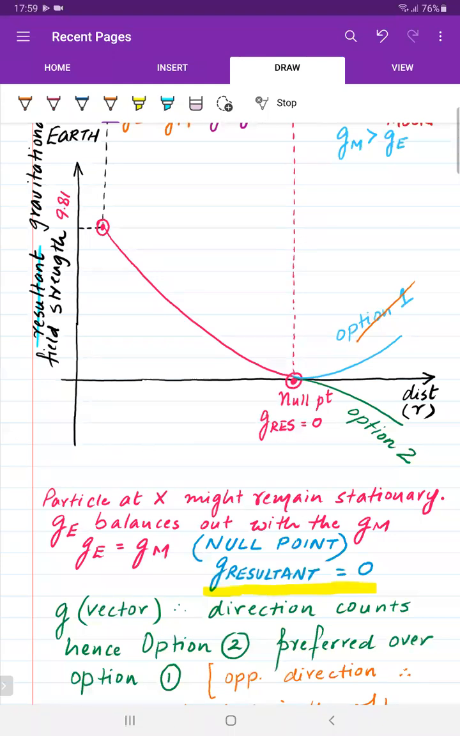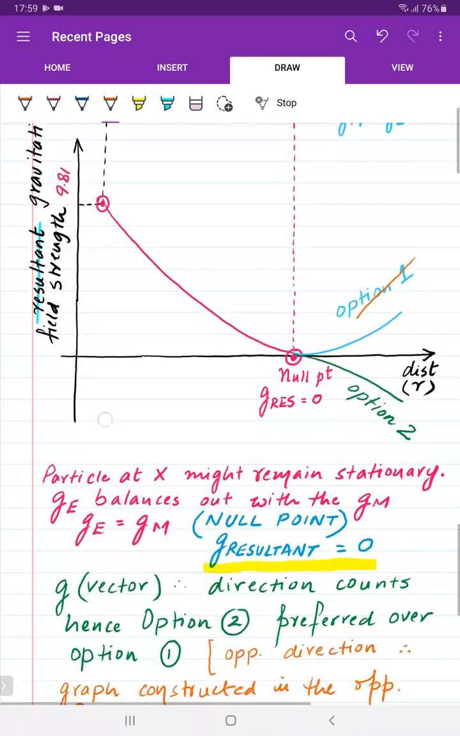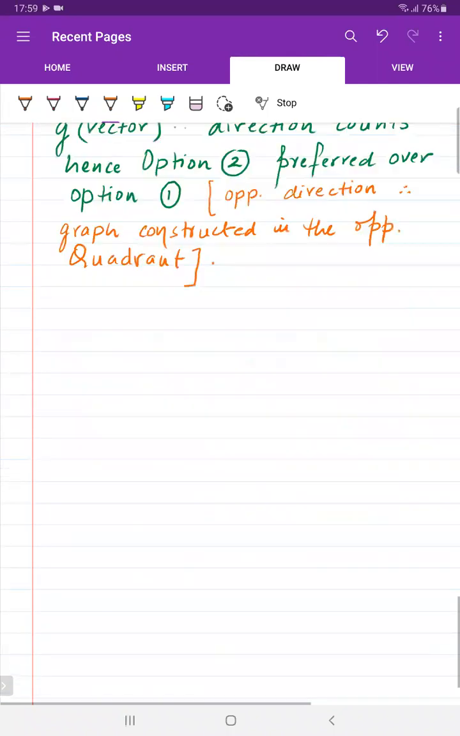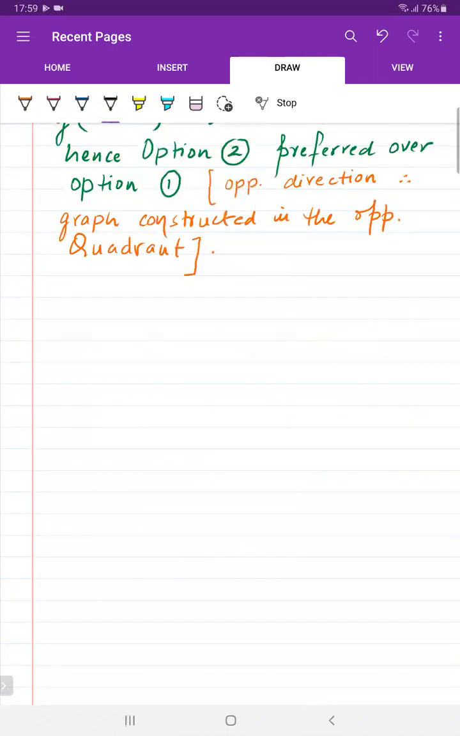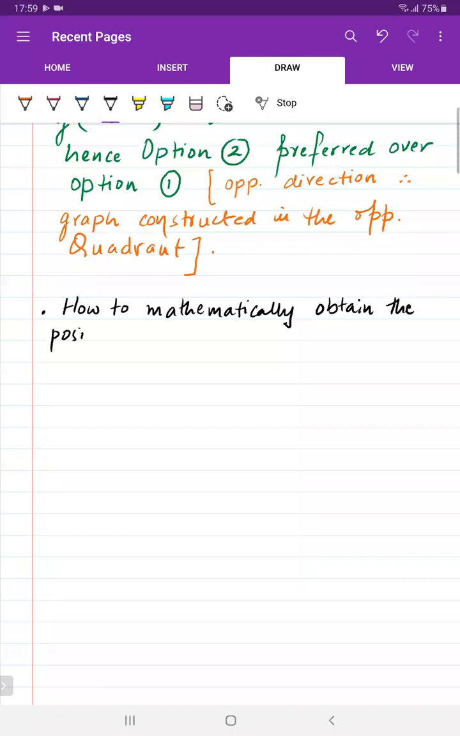ठीक है, अब एक वर्किंग मुझे और भी करनी है बिफोर आई गिव यू अ 5 minute ब्रेक, तो वो भी देख लेना. हाउ टू mathematically obtain the position of the null point.